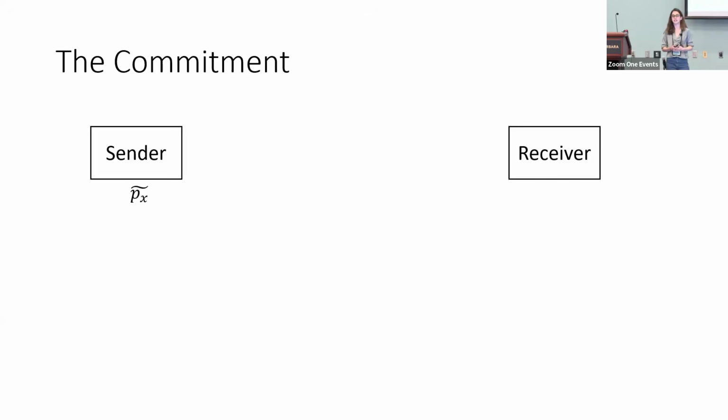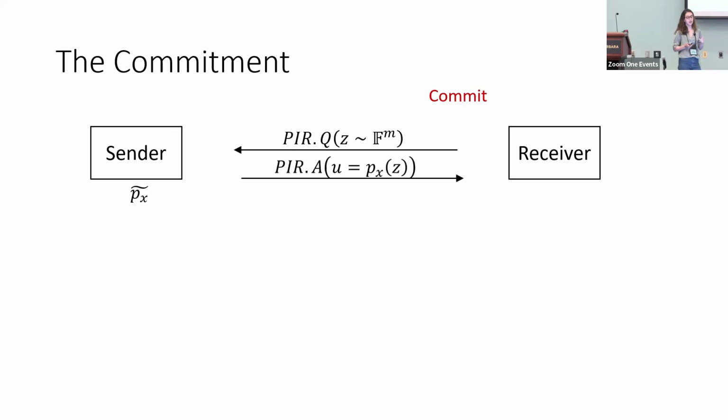What is our commitment? The sender has access to this pre-processed polynomial. And now to commit, the receiver samples a secret point, z, in the space F to the m, and it queries it using PIR. And the sender responds with the evaluation of the polynomial on this point. And now the receiver keeps the secret point and its value as the digest.